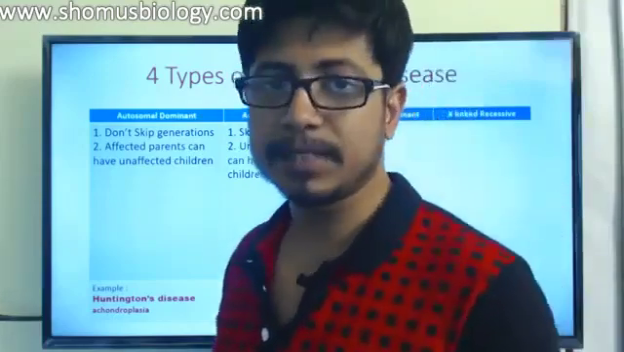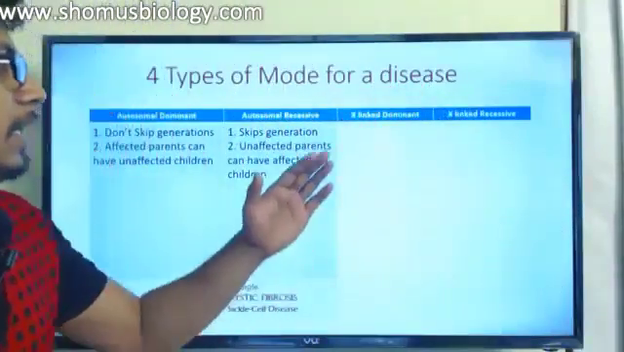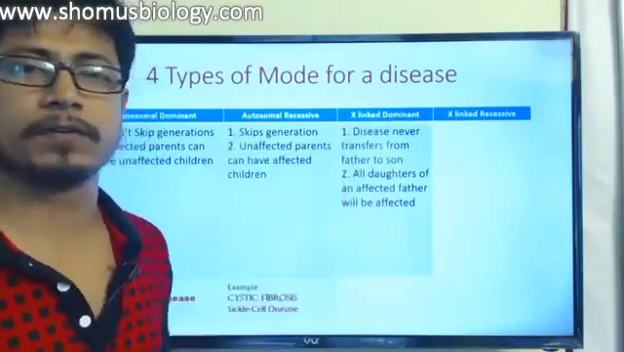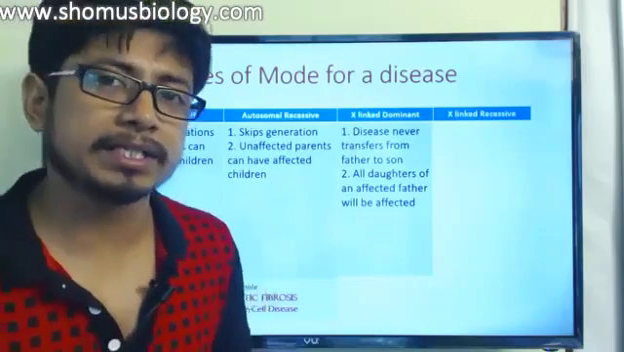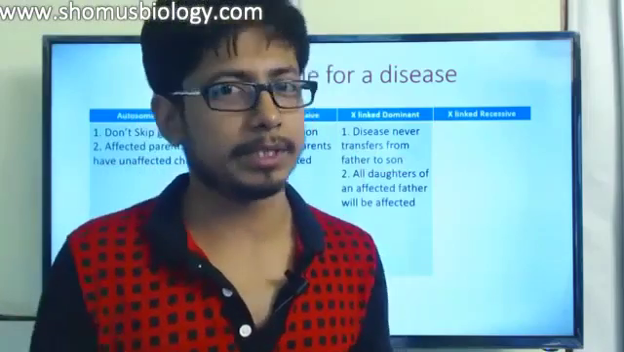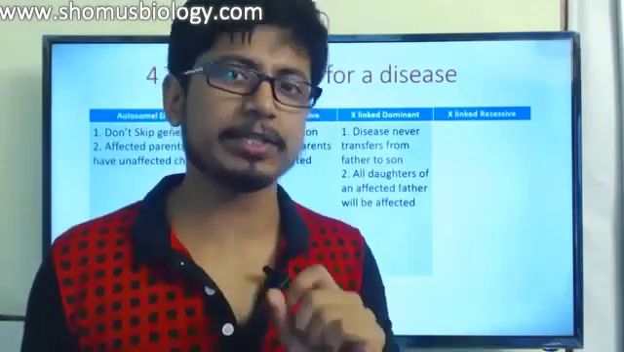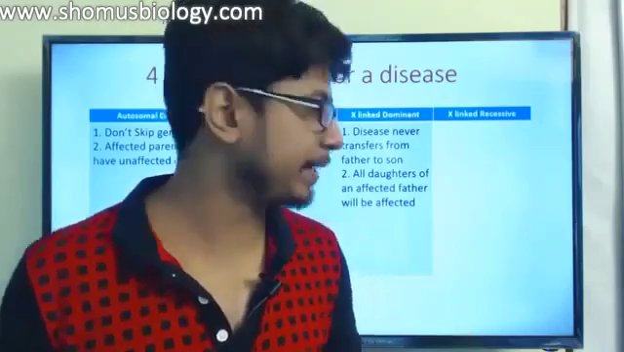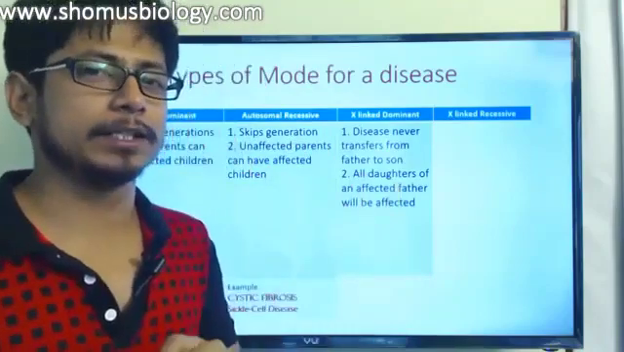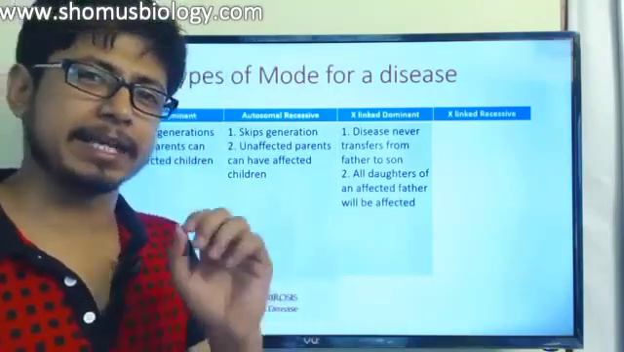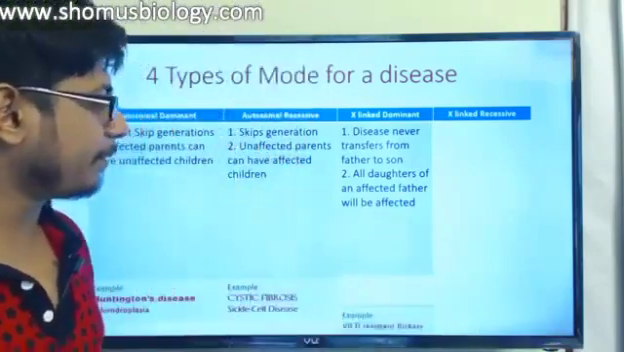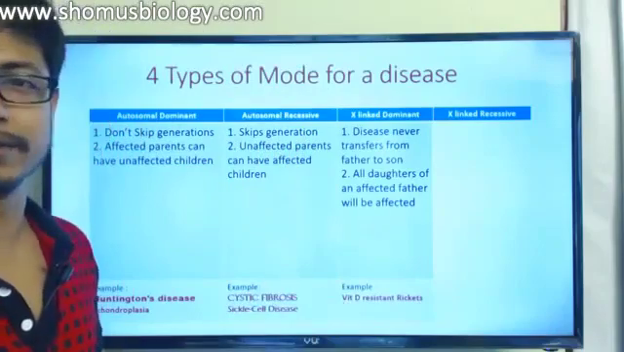Now we'll go for the third one, that is X-linked dominant. In X-linked dominant, the disorder or the disease never transfers from father to son. It always tends to transfer from father to daughter and mother to son. But another very interesting thing about the X-linked dominant trait is that if a father is affected, then all the daughters of that father will be affected. And this is a true thing which we are going to see next time when we solve some pedigrees. And an example for X-linked dominant is vitamin D resistant rickets.